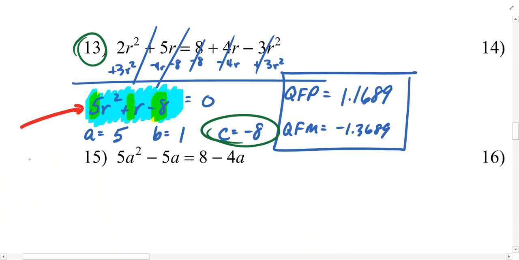Isolate the equation, identify A, B, and C, and use the quadratic formula to determine your 2 results. If you have further questions, please let me know.